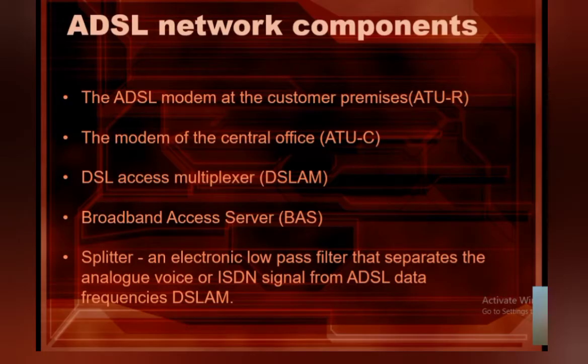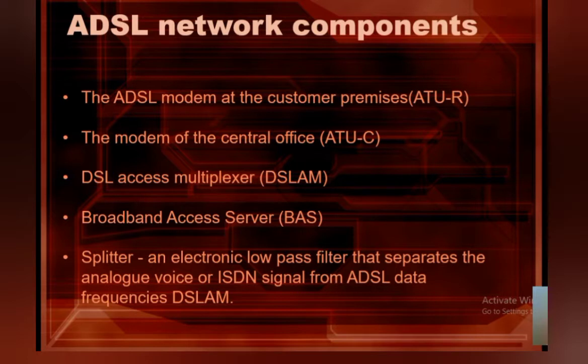In this particular lecture, we'll see the components of ADSL. The first thing is the ADSL modem. We have to bring the ADSL modem, premium. Next, the modem of the central office. Third, the ADSL access multiplier, ADSL AM. Fourth, the broadband access server, as well as the splitter. These five things are the most important parameters to build ADSL.